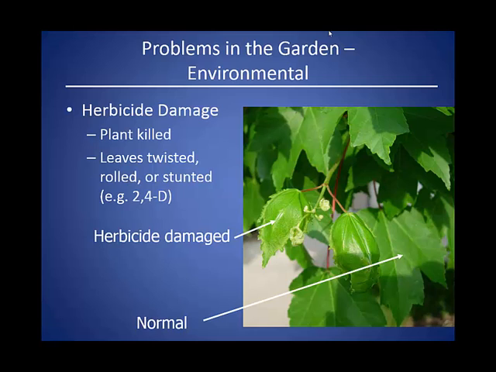So in this case, we've got a little contorted foliage here, and this is on a woody stem, but it can happen on herbaceous plants as well. And that can be one thing that can cause contorted foliage or distorted foliage is herbicide damage. Cupped leaves, twisted leaves, rolled or stunted. You can see the normal growth over here and the herbicide damage over here.